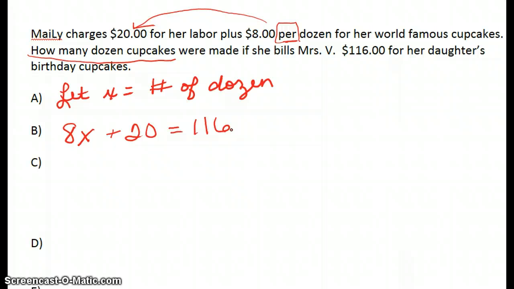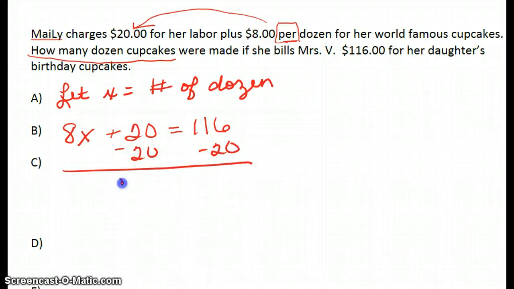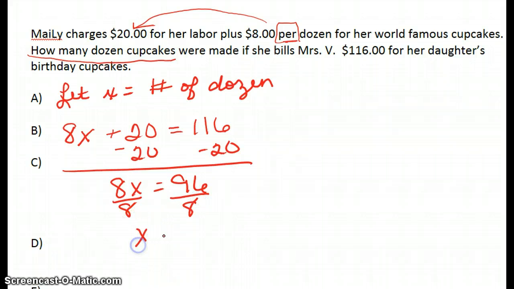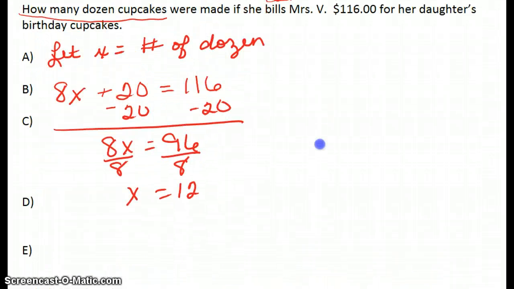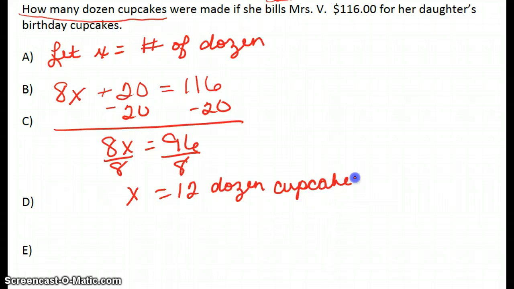Now I'm going to follow my opposite of order of operations, subtract 20 from each side. I get that 8x equals 96. Divide by 8, divide by 8. I get that x equals 12. 12 what? 12 turkeys, 12 walruses. Let's go back. Our x is the number of dozen, so 12 dozen cupcakes. Make sure you check your answer.